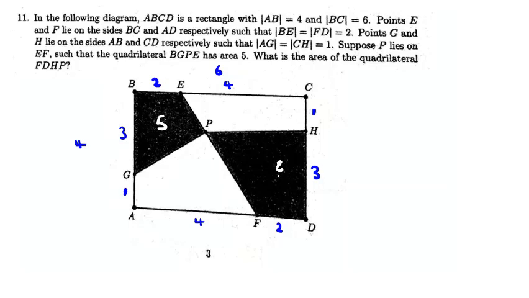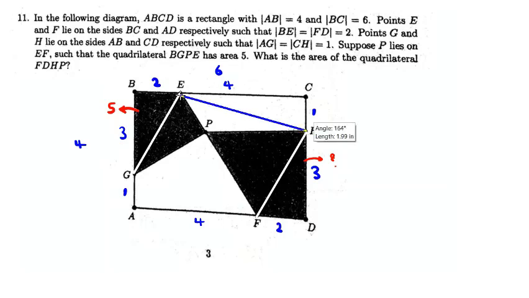So here the problem wants us to find this. Okay, so let's erase these two things. We know this is 5, and we want to know this. Let me write with red. So if we connect this point and this point, let me draw it.